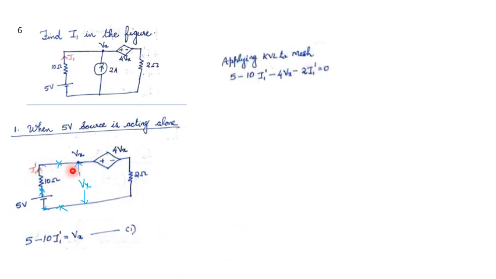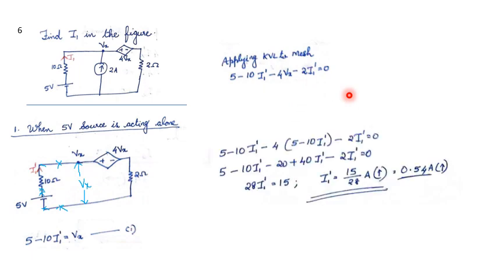Then apply KVL to this mesh. Applying KVL to this mesh, we will get the equation 5 minus 10 I1 dash minus 4 Vx minus 2 I1 dash is equal to 0. Rearranging the terms, we will get the equation like this, and we will get the value for I1 dash is equal to 0.54 amperes.